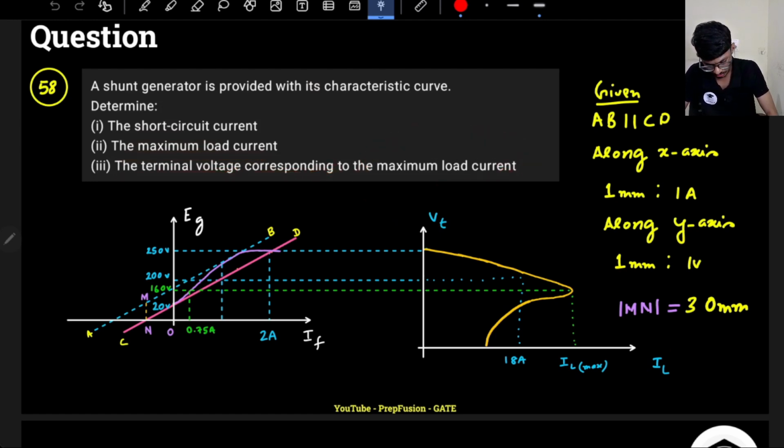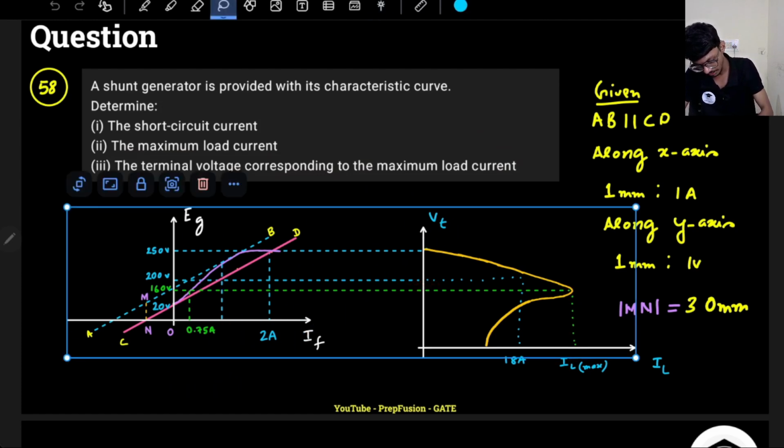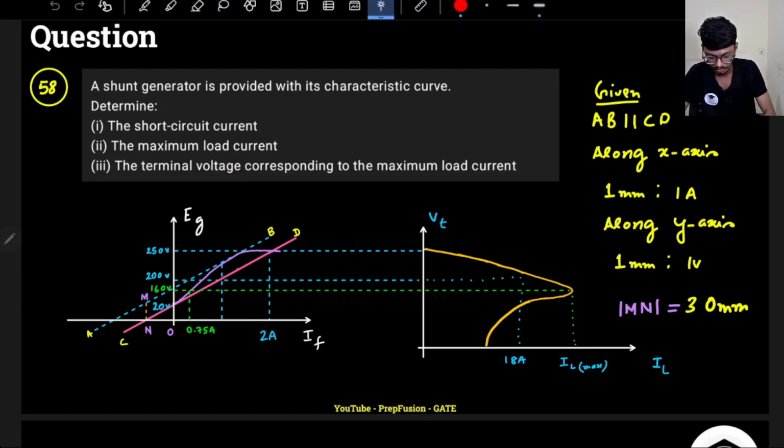So basically the maximum load current is here, where the load current will be maximum. The terminal voltage I have to find out, that is VTM. So I will copy this graph, and let me first study this graph. Of course I will slowly go into it, don't worry.